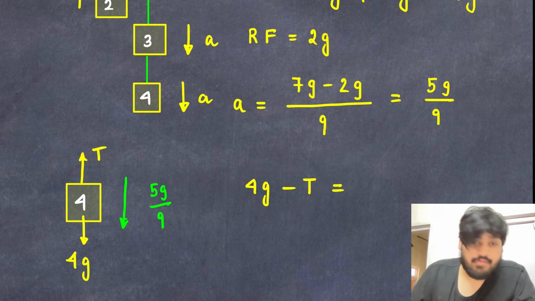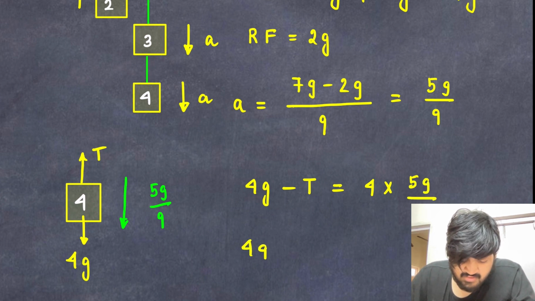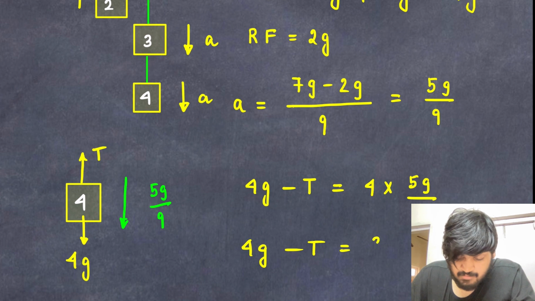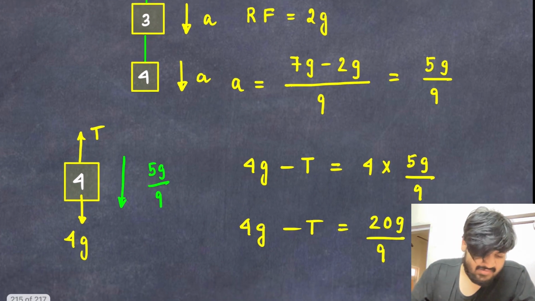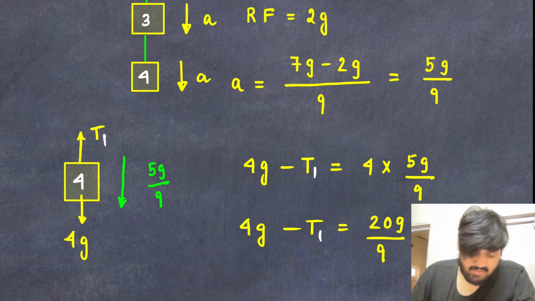And what is net force? Mass into acceleration. What is the mass? 4 kg. What is the acceleration? 5g by 9. Right? So from here we get that 4g minus T comes out to be 20g divided by 9. So from here, let us take the tension in this string to be T1. Okay, T1. So from here actually what happens?